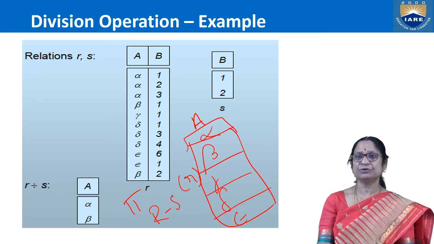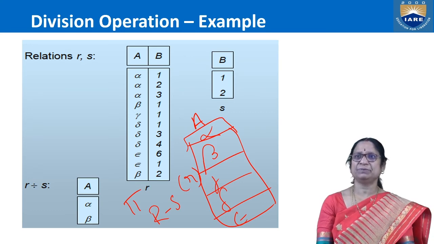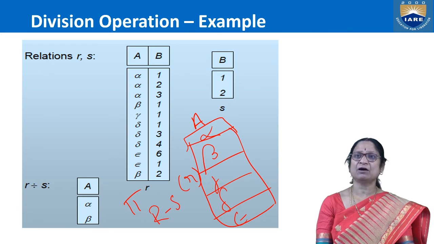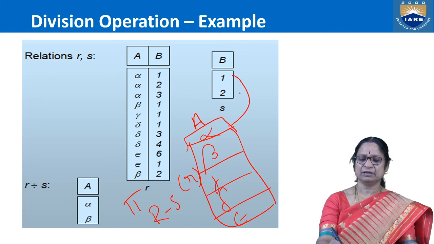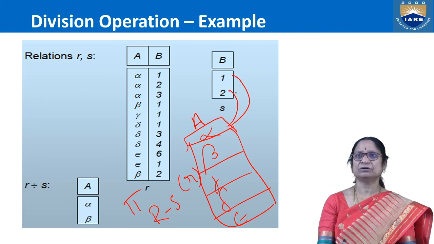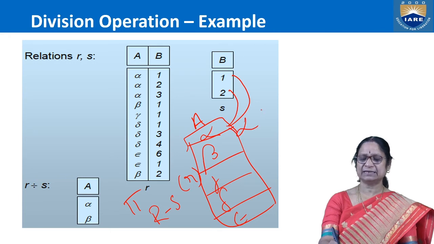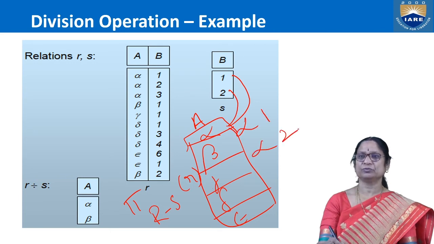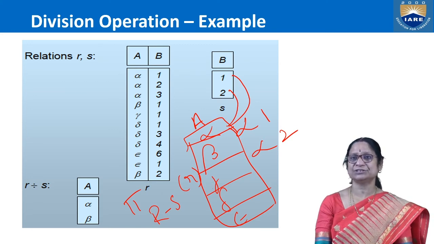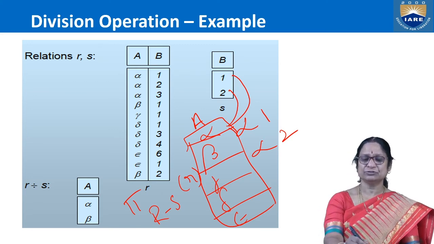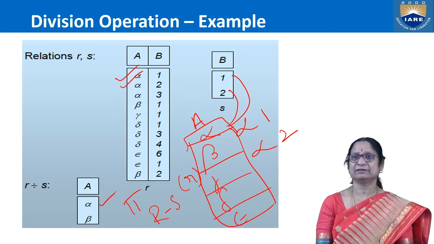What am I supposed to do? I have to map each tuple with the B, and after mapping, all such tuples must exist. That is, I am supposed to map alpha with 1 and 2, that is two tuples only. What are the tuples? I'll get alpha 1, alpha 2. If alpha 1, alpha 2 both exist in my relation R, then alpha will be listed. So alpha 1 is there, alpha 2 is there, then alpha is listed.